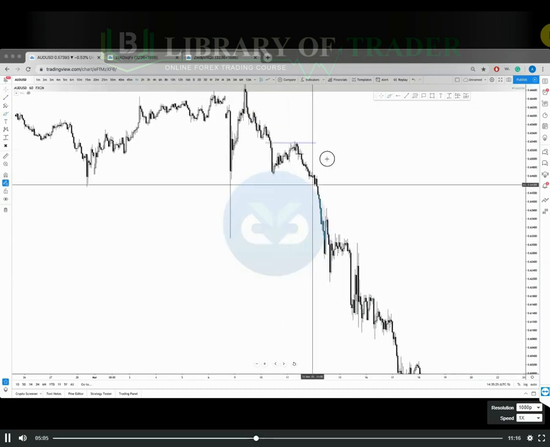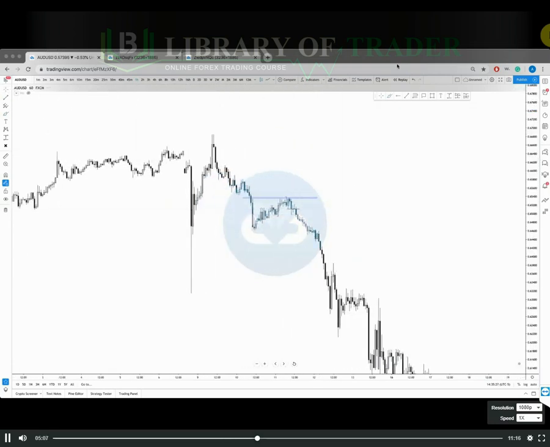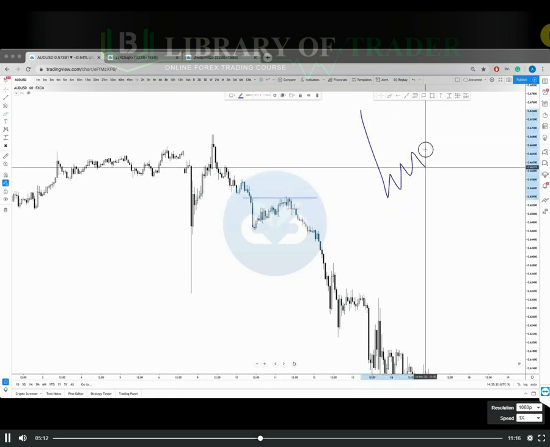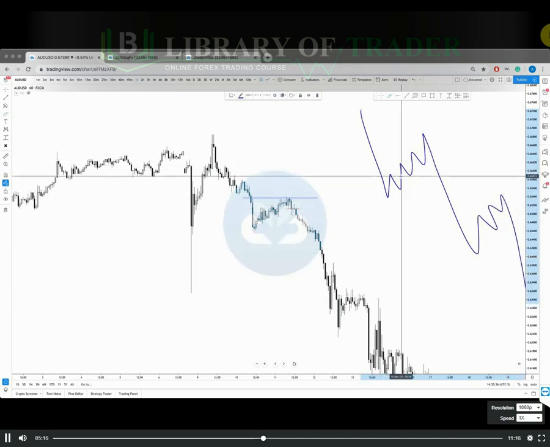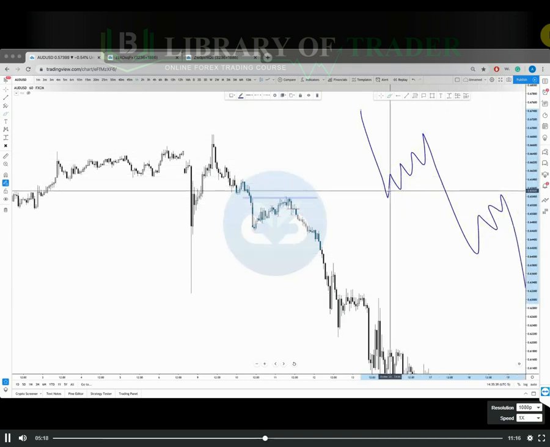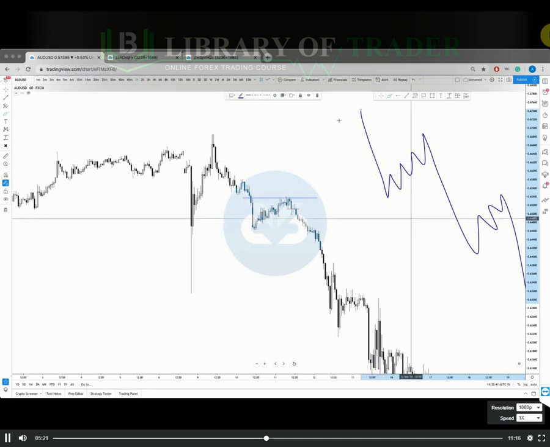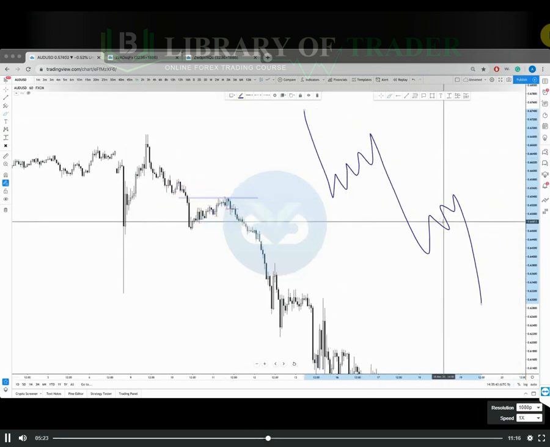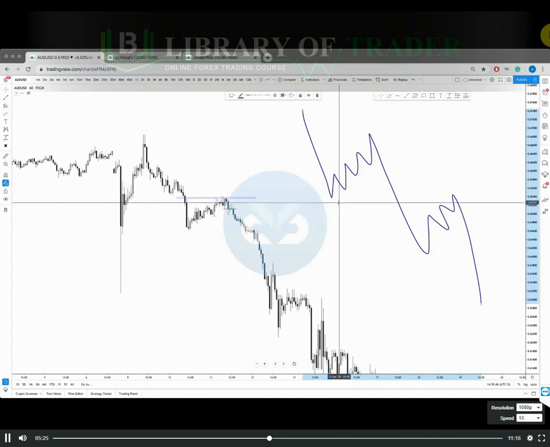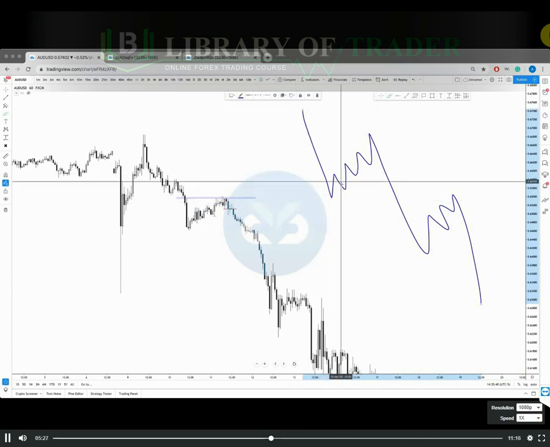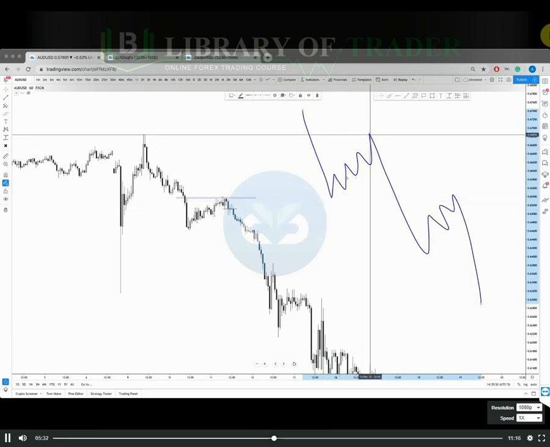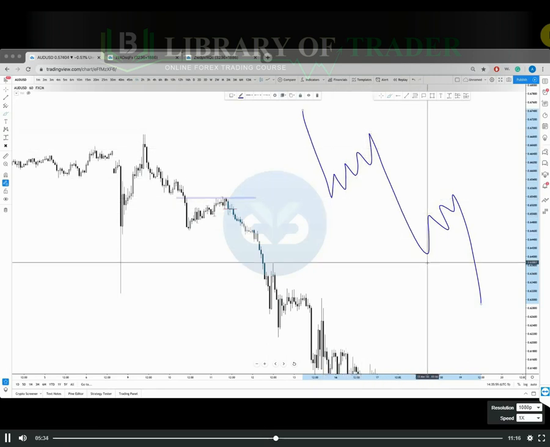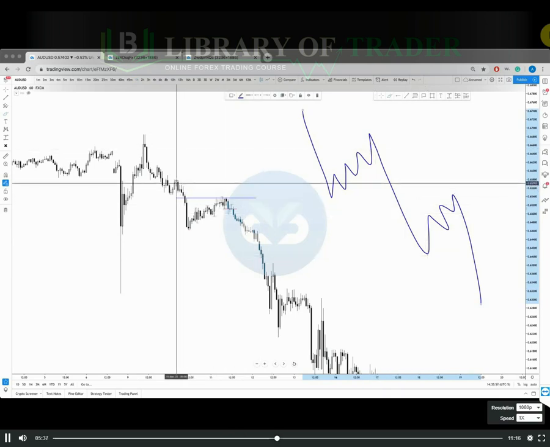So when we're talking impulse and correction, right, we're talking impulse, correction, impulse, correction, impulse, right? So what does that mean? That means that momentum is to the downside based off of just this boring little figure here. Momentum is to the downside, right? Price is struggling very hard to come back up. So if it's unsustained to go higher, then it's going to come lower, right? And that's exactly what happened here, right?